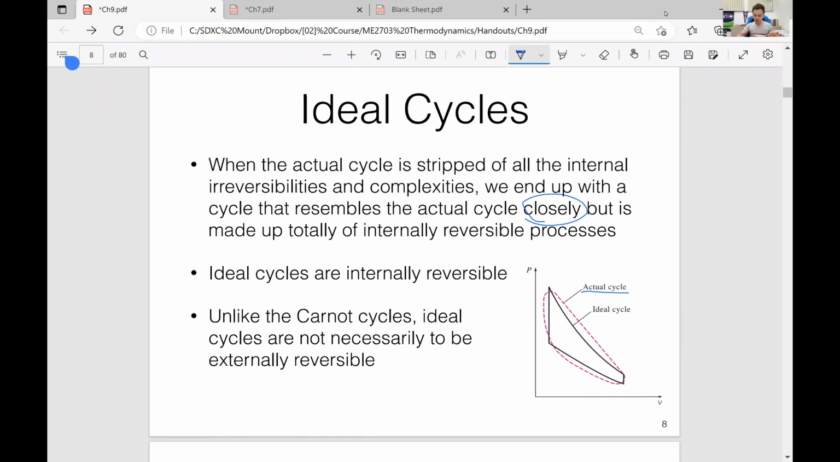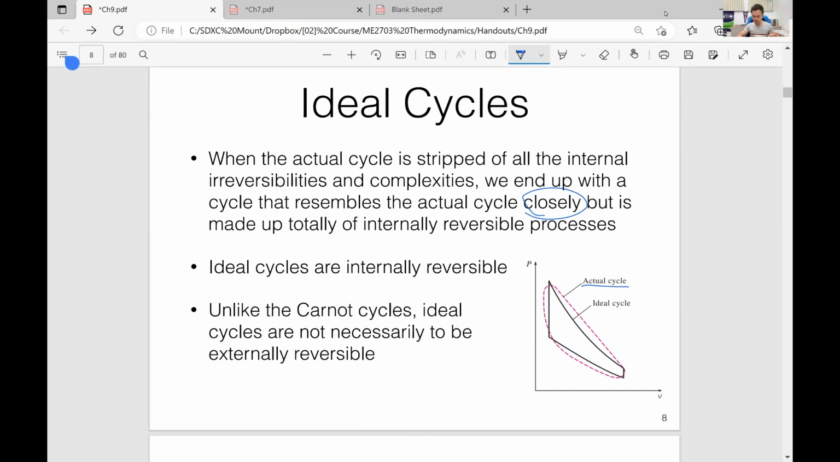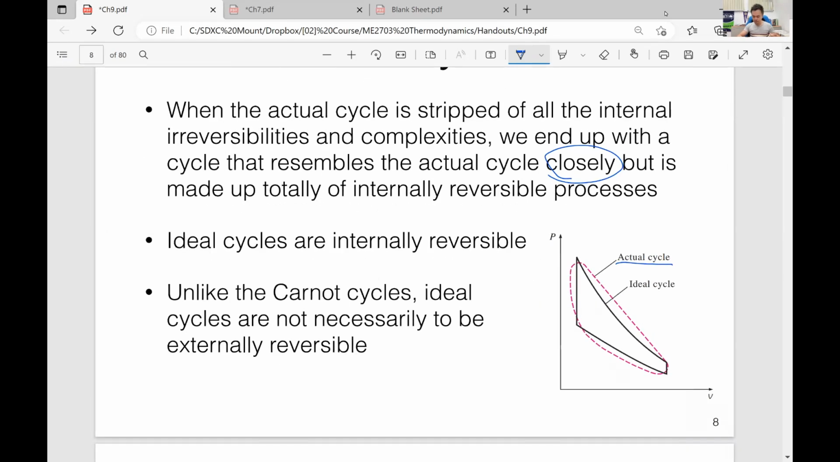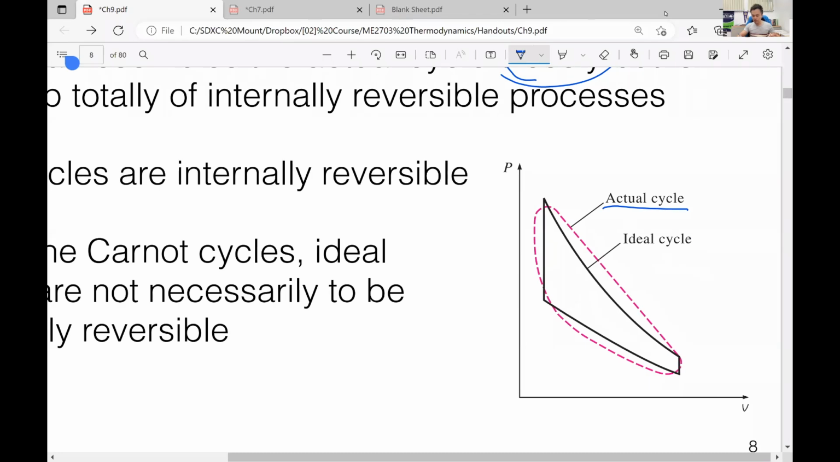Similar stuff happens on this side. You can see the pink dashed line is not a real constant volume process, but very close. So when we are analyzing the cycle, we could just assume it's a constant volume process.